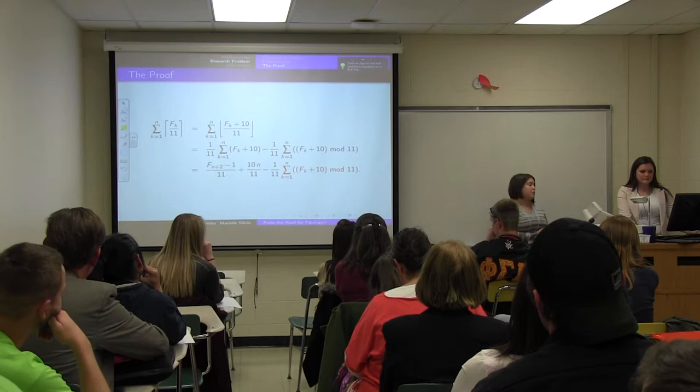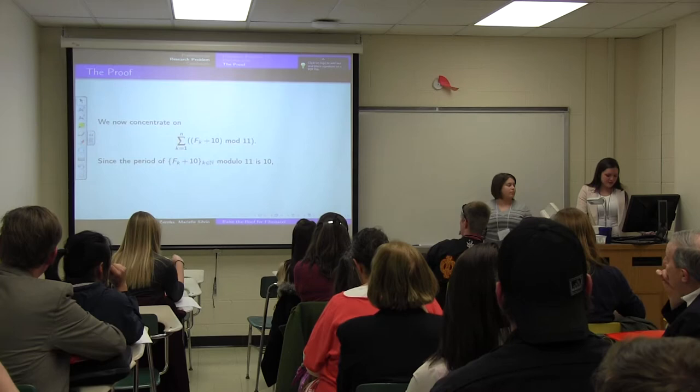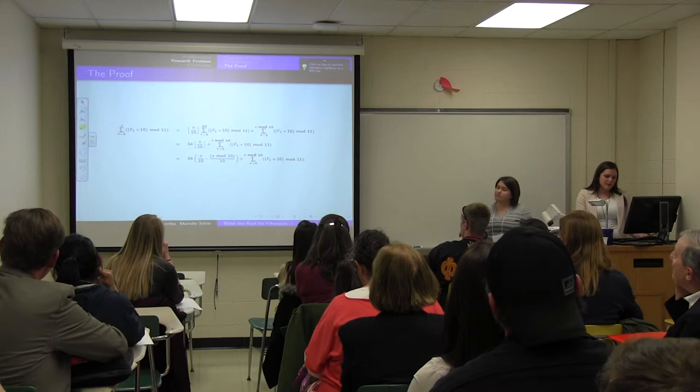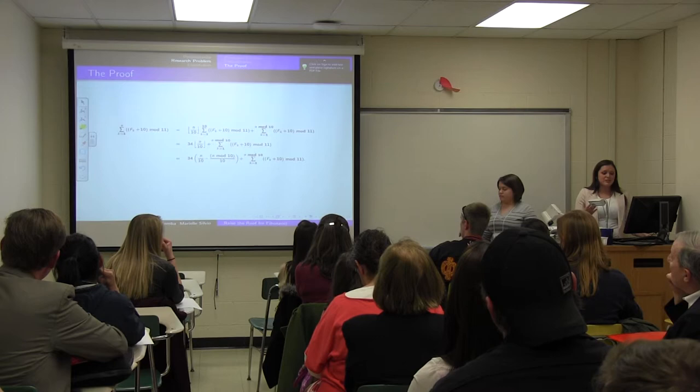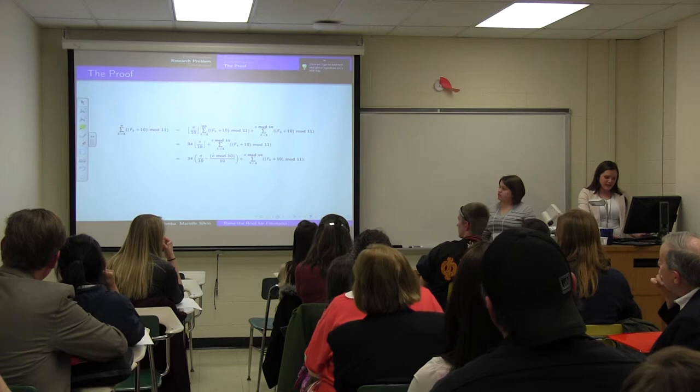Okay, so now we can concentrate on the summation from k equals 1 to n of f of k plus 10 mod 11. Since we know that the period of this is 10, we can use the fact to simplify the equation using theorem 2 that we had stated before. Next, the summation from k equals 1 to 10 of f of k plus 10 mod 11 can be simplified to 34 since it has a definite summation limit, and after that everything is a remainder, which turns into the second part of the equation. We can then use the first part of theorem 1 to simplify the equation even further, to n divided by 10 minus n mod 10 divided by 10.